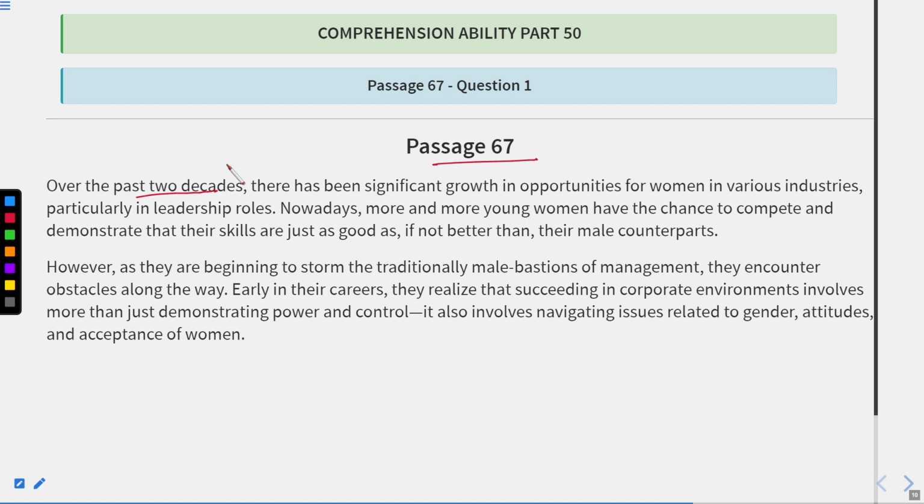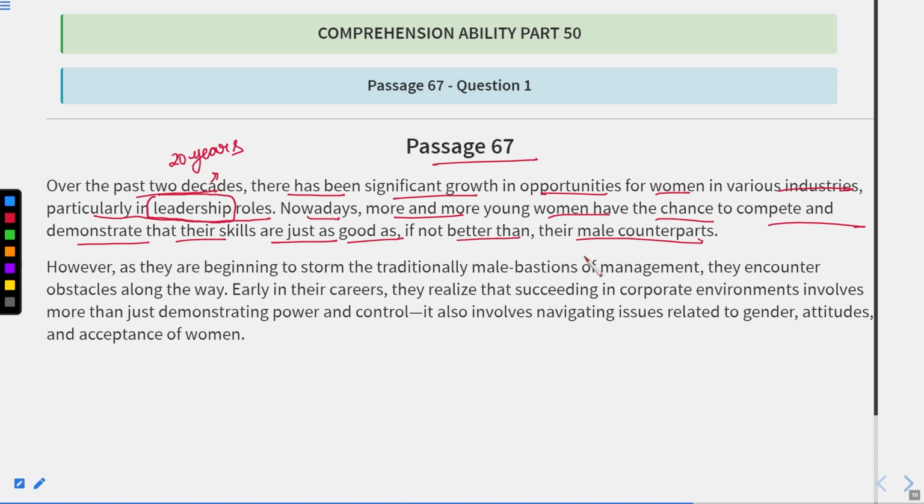Over the past 2 decades, decade means 10 years, and 2 decades means 20 years, there has been significant growth in opportunities for women. Significant means a good opportunity. Growth was there for women in various industries, particularly in leadership roles. Particularly, they are talking about leadership, meaning management roles. Nowadays, more and more young women have the chance to compete and demonstrate their skills are just as good as, if not better than, their male counterparts.